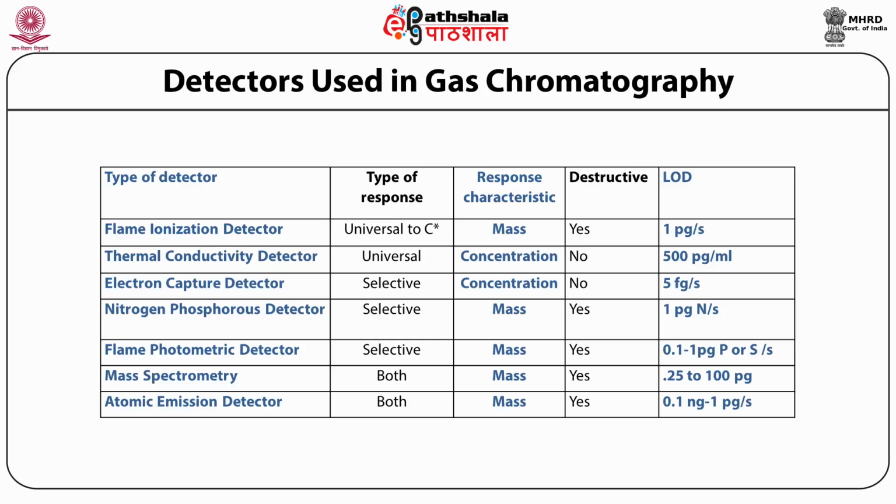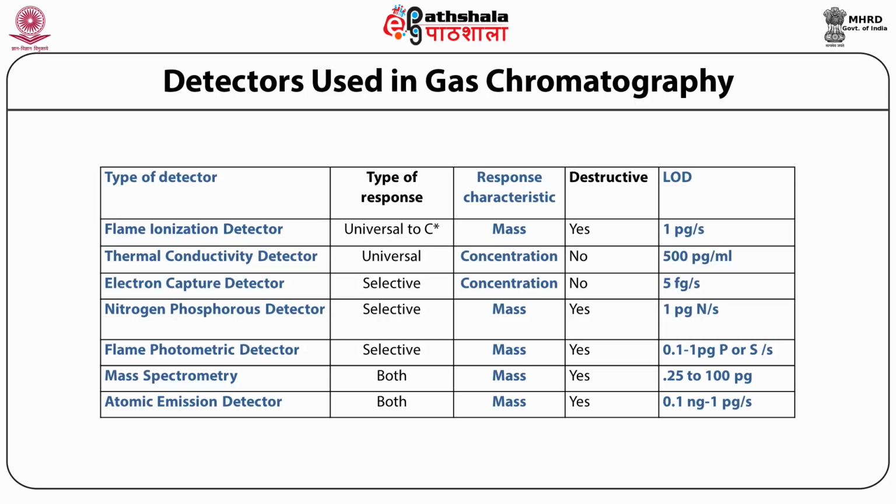The electron capture detector is based on the absorption of beta rays that are emitted by the radioactive source in this detector, which is nickel 63, and this is often used for analyzing pesticide residues in samples. This is also concentration dependent, and its LOD can be as low as 5 femtograms per second. The nitrogen phosphorus detector, as the term implies, responds selectively to most organic compounds that contain nitrogen or phosphorus, and it is also mass dependent.